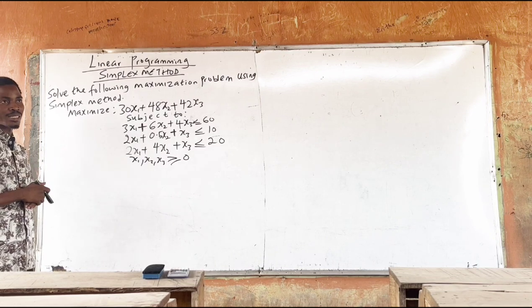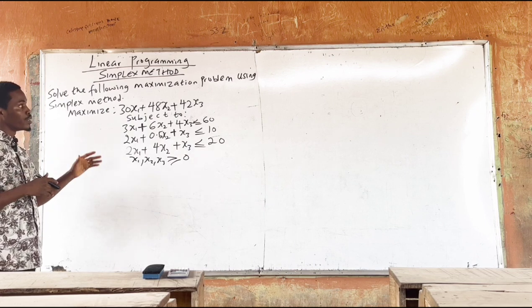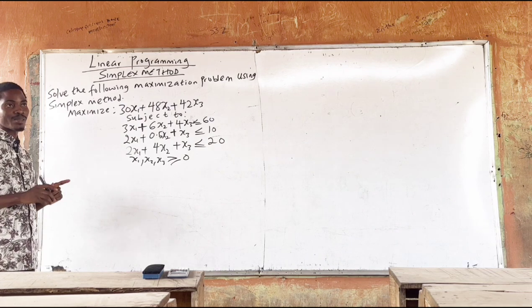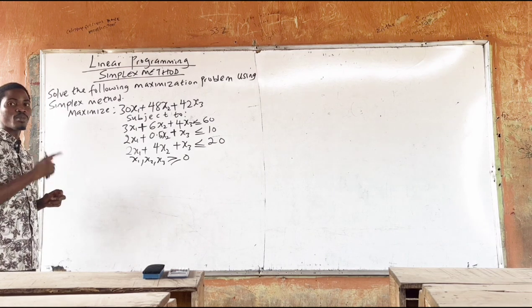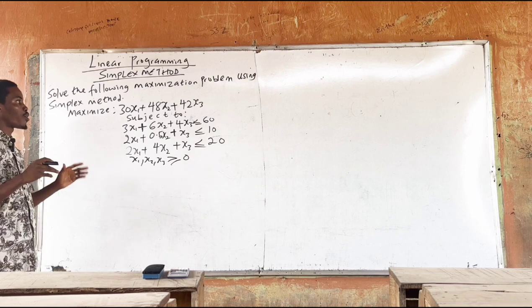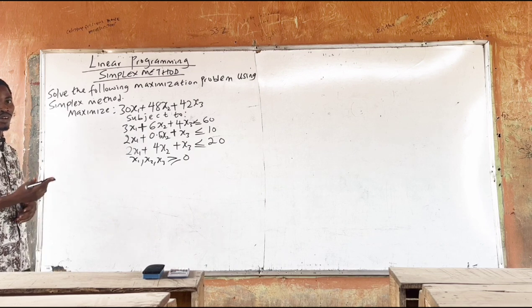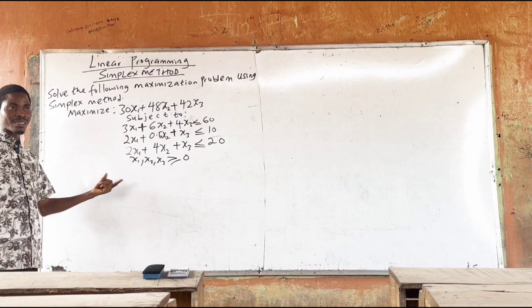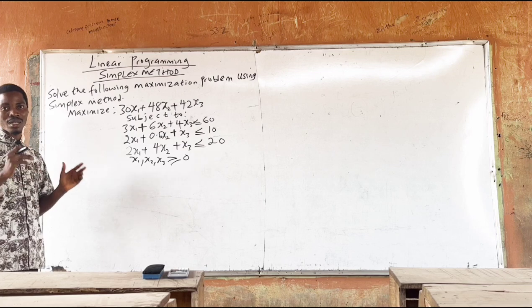Remember in our previous lesson, when I explained the steps to take in solving the Simplex method, I said that when formulating, the first step is to formulate the linear programming problem. After we formulate it, then we convert it to standard form. This question has been formulated, that is, it is in mathematical form. So what next? To convert it to standard form.